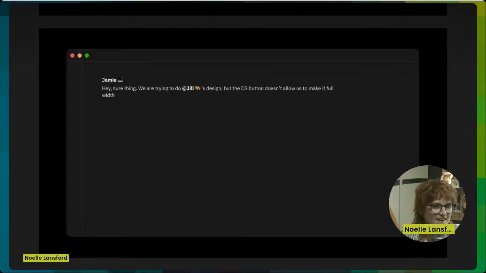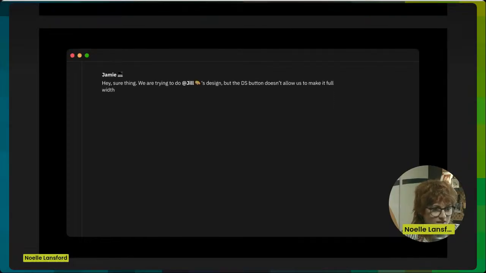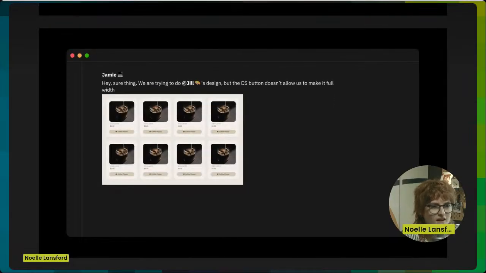All right. Jamie, the product developer, says, hey, sure thing. We're trying to do Jill's design, but the design system button doesn't allow us to make it full width. See those beautiful full width buttons here in this screenshot that I provided of Jill's design? It's not happening. Why? To which I will now tag my developer, Sunny. Hey, can you weigh in? I thought we already built out our full width buttons.